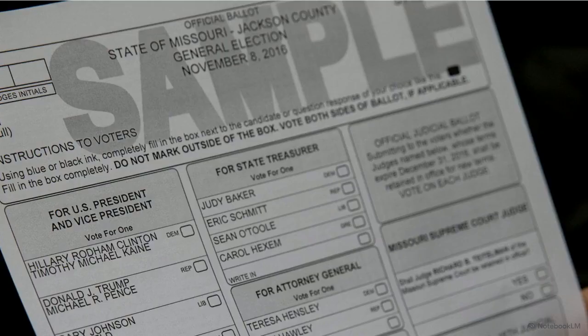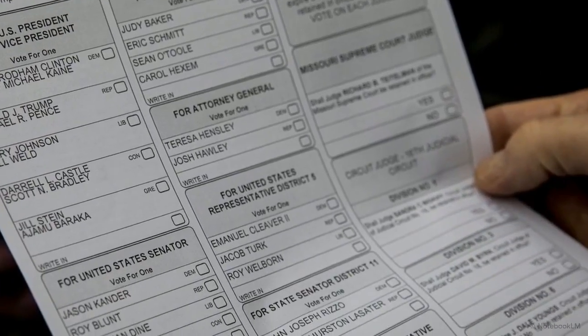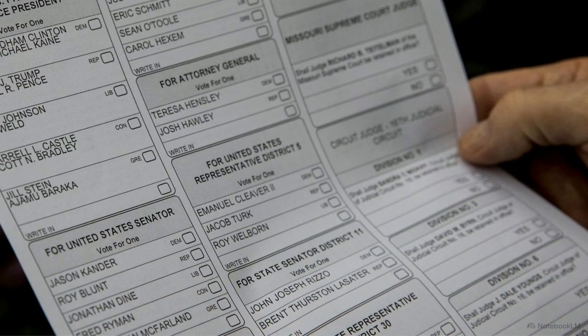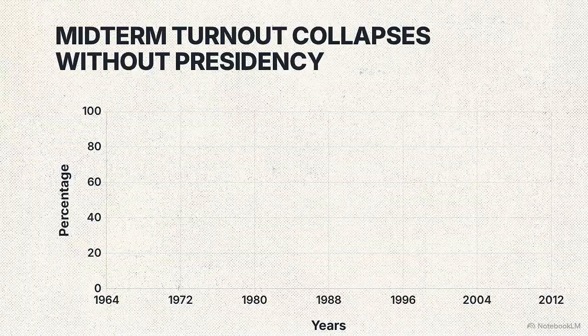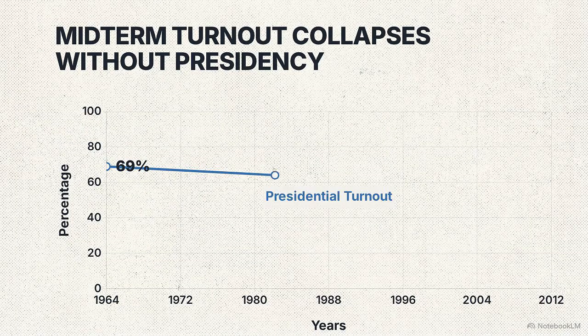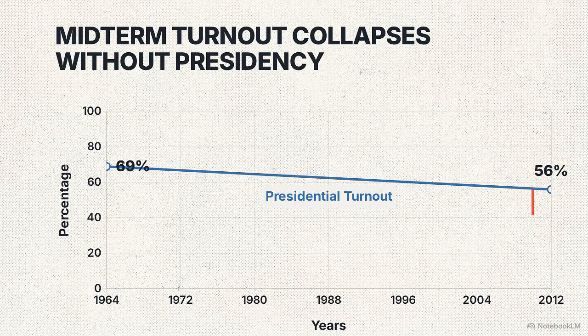Through initiatives and referendums, voters can bypass their state legislatures completely to approve or reject specific laws directly at the ballot box. This chart tracks 50 years of U.S. presidential turnout. In 1964, 69% of Americans voted. By 2012, it dropped to 56%. Without the presidency, participation collapses. During the 2010 midterms, turnout hit a low of 41%.